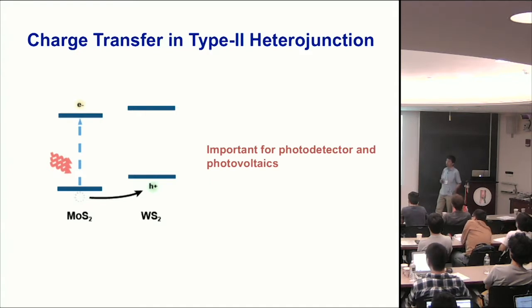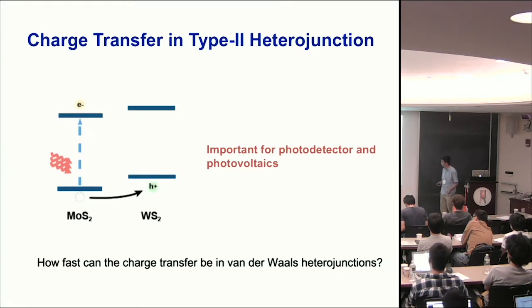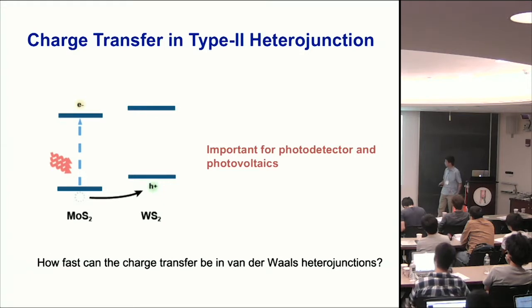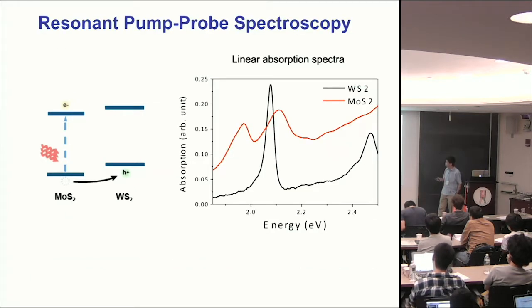And this separation of charge can be very important in device applications. For example, if you want to use it for photodetectors or photovoltaics, you really want to separate the charge. The important question to ask is how efficient this charge transfer is. We know it's energetically favorable, so it will happen sooner or later, but how fast does it happen? That depends on the van der Waals interactions between the layers, so we would like to answer that through experimental means.